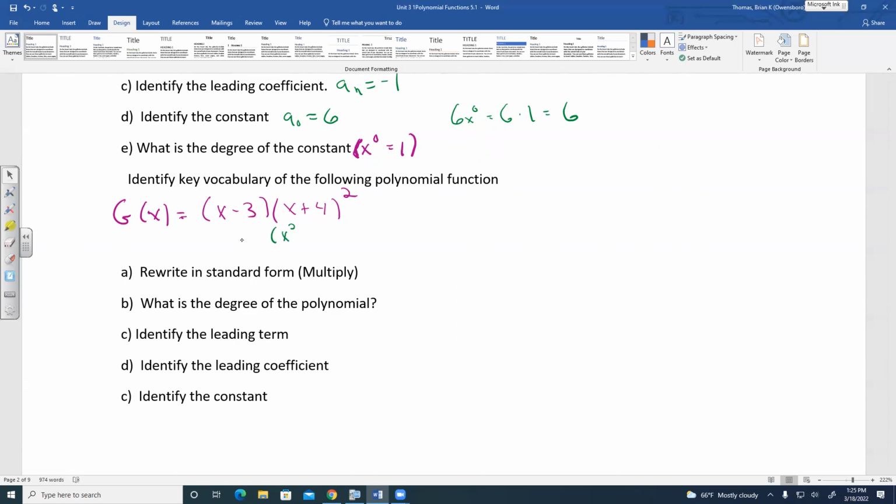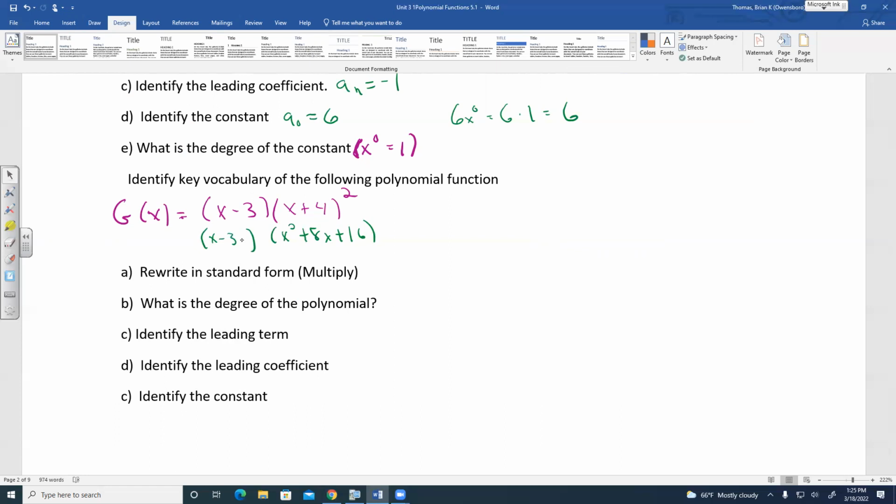To get the middle term, all you got to do is multiply the x times the 4 and then multiply that by 2. So x times 4 is 4x. If you multiply that by 2, that's going to give you this 8x. And then if you square the last term, 4 squared would be 16. So it's going to be a plus 16 there. And then you would have this x minus 3 times that. So that's how that would expand out.